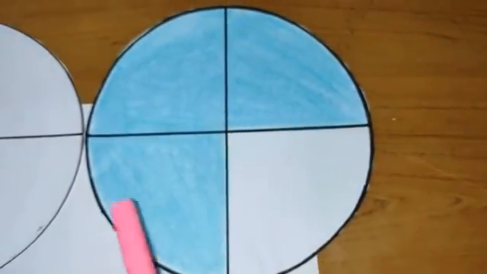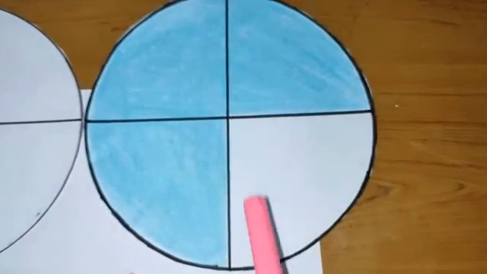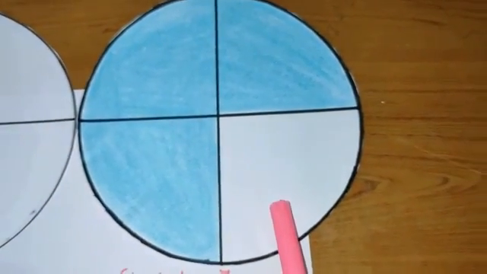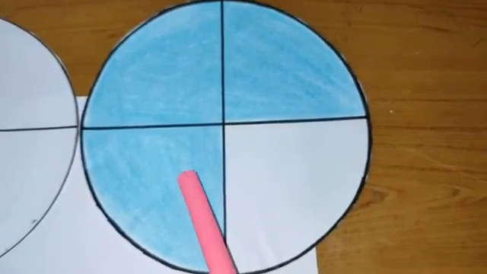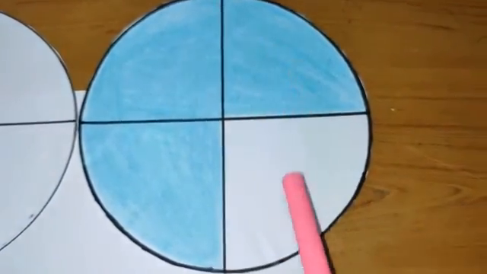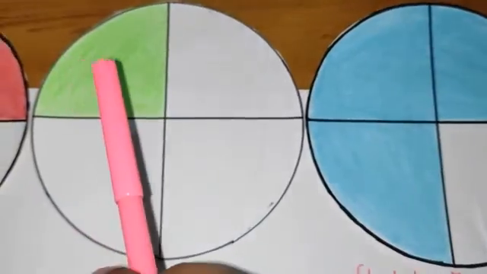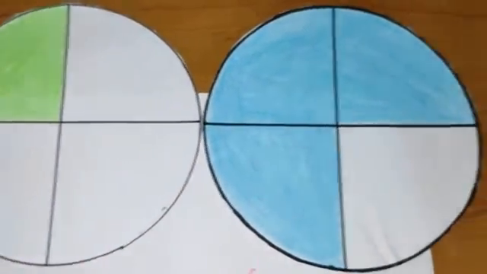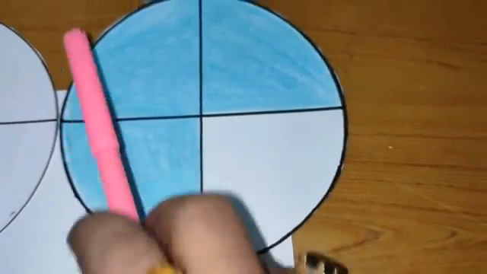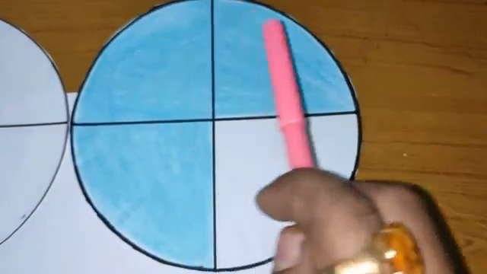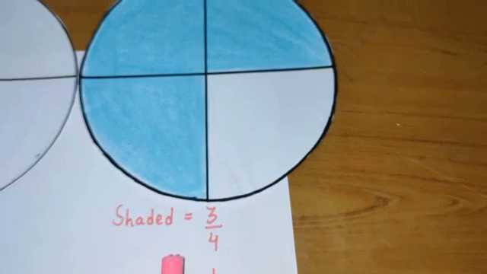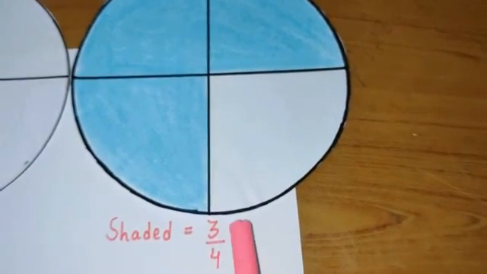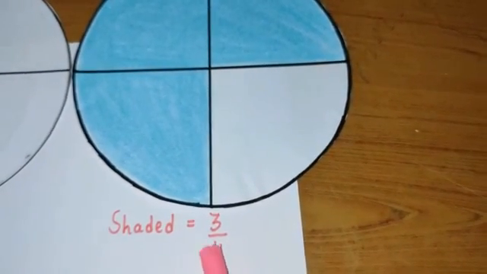Let us take up the last circle. Here, once again, I have divided this circle into 4 equal parts. But it is different from the second one. I have shaded 3 parts out of the 4 parts. Earlier, only one part was shaded. See, out of the 4 equal parts, 3 parts are shaded. So, the fraction of the shaded part is now 3/4.